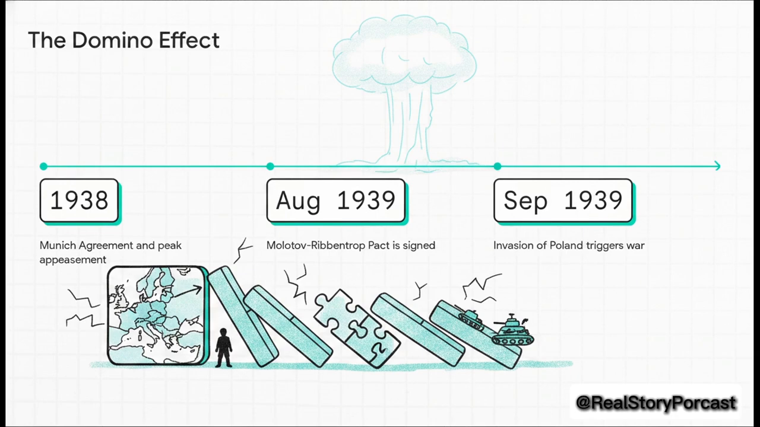First, you have the 1938 Munich Agreement. This was the absolute peak of appeasement, where British and French leaders formally let Germany annex the Sudetenland from Czechoslovakia, just hoping it would be Hitler's last demand. But of course, it only emboldened him. By August 1939, a shocking new pact was signed, and mere days later in September, the invasion of Poland began.